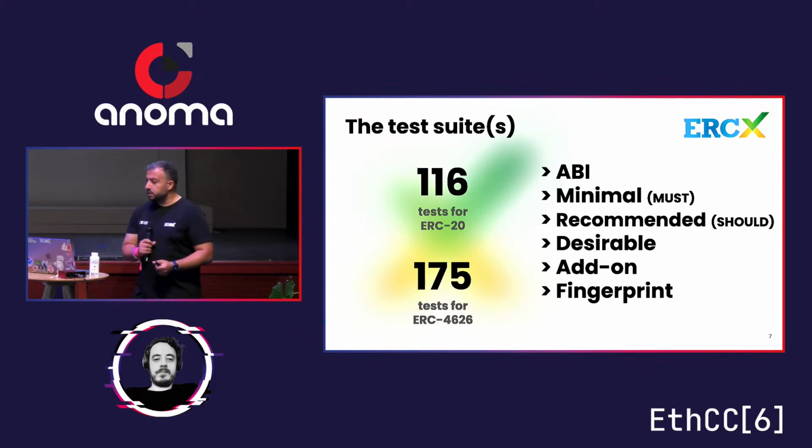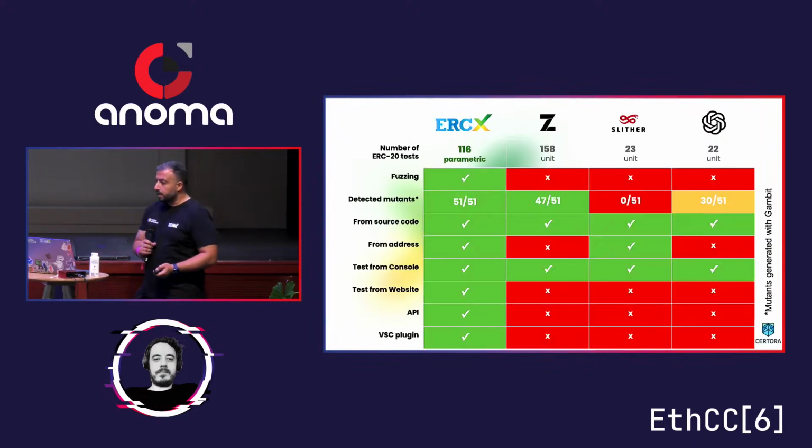We have two more levels, add-on and fingerprint. Add-on are tests that involve functions going beyond the standard, such as minting, transfer proxy, batch transfer, burning, etc. And fingerprint are for implementation choices. So these are not necessarily bad nor good properties, but maybe, for instance, does this token support the infinite approval pattern, which is an implementation choice.